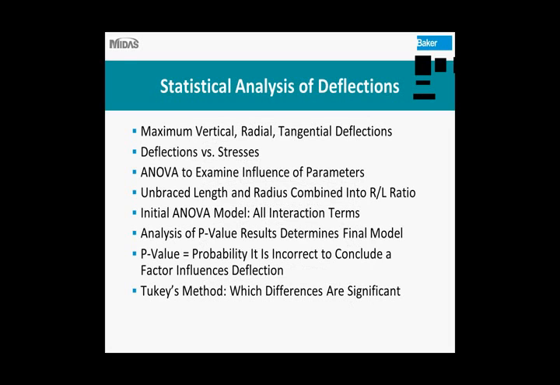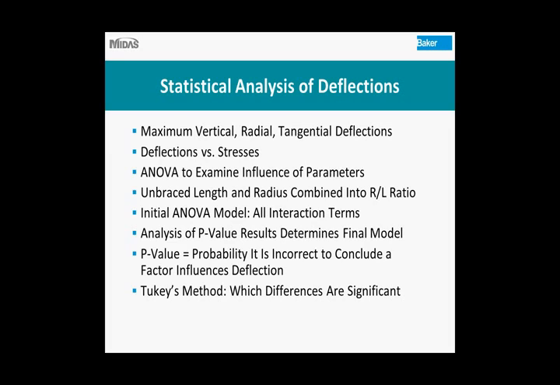So once we had all our finite element models created, we analyzed all of those models using the 4 different construction techniques. And we pulled out the maximum deflections in the vertical, radial, and tangential directions for all 120 bridges. We decided to look at the deflections instead of the stresses because we thought they would be a more global representation of what was actually occurring in the bridge, instead of focusing on stresses in specific locations throughout the bridge.